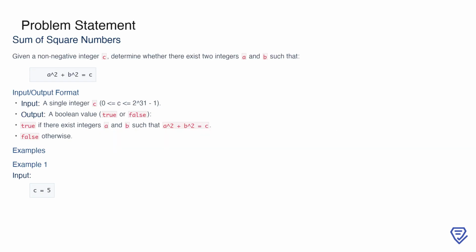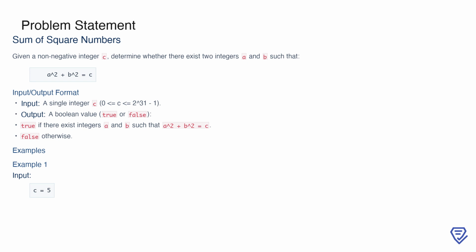In this problem, we are tasked with determining whether a given non-negative integer, c, can be expressed as the sum of squares of two integers, a and b. Mathematically, this means we need to check if there exist integers a and b such that a² plus b² equals c. The input is a single integer c, where c ranges from 0 to 2 to the power of 31 minus 1, and the output is a Boolean value, true if such integers exist, and false otherwise.